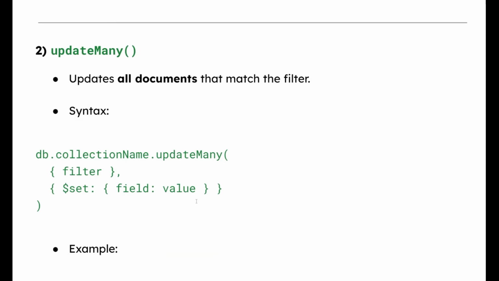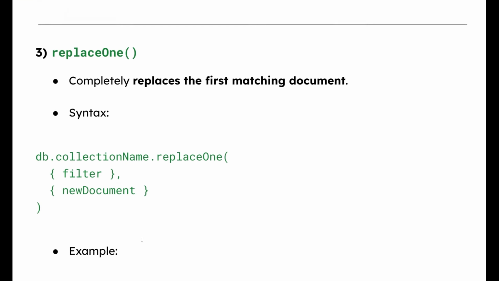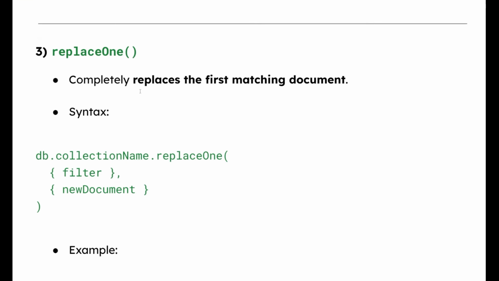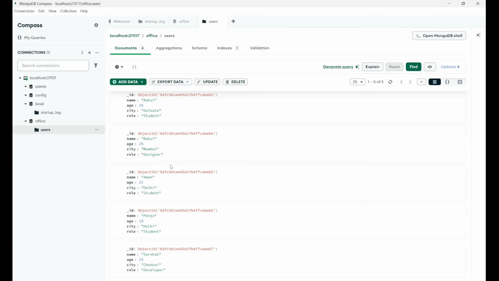Let me take you to the notes. So you can see from here the replace one. Now what does this replace one do? Well, it replaces the first matching document, right? It replaces the first matching document and it will change the complete document, right? Let's take the example. Let's say I put here the name as Aman as a condition. So it will pick the document where the name is Aman, this one.